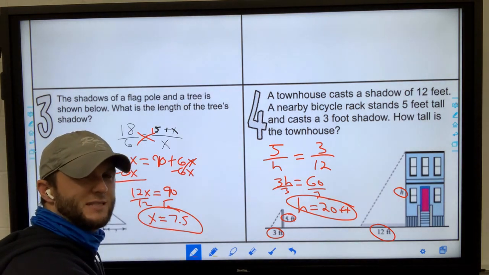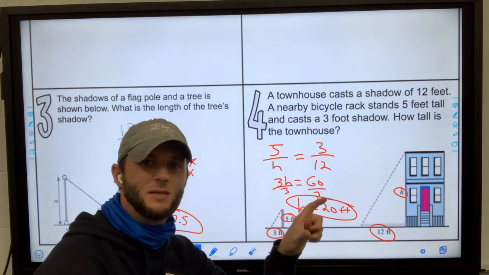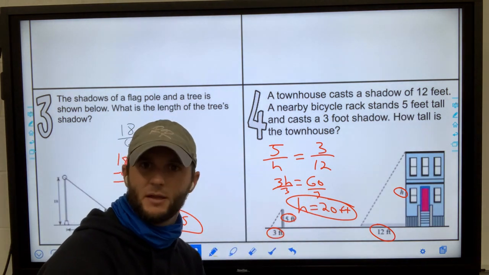So ladies and gentlemen, this is how you use similarity in right triangles to solve for a missing piece, or the missing piece of the puzzle in similarity, okay?